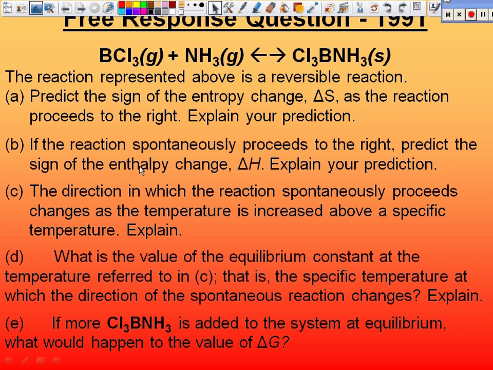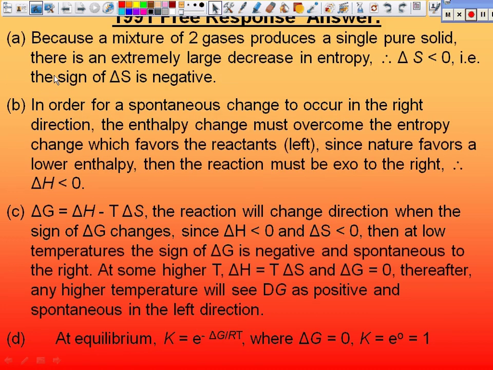All right, so here's B. Because a mixture of two gases produces a simple pure solid, there's an extremely large decrease in entropy, so it's negative. In order for spontaneous change to occur in the right direction, the enthalpy change must overcome the entropy change, which favors the reactants. So it's exothermic.